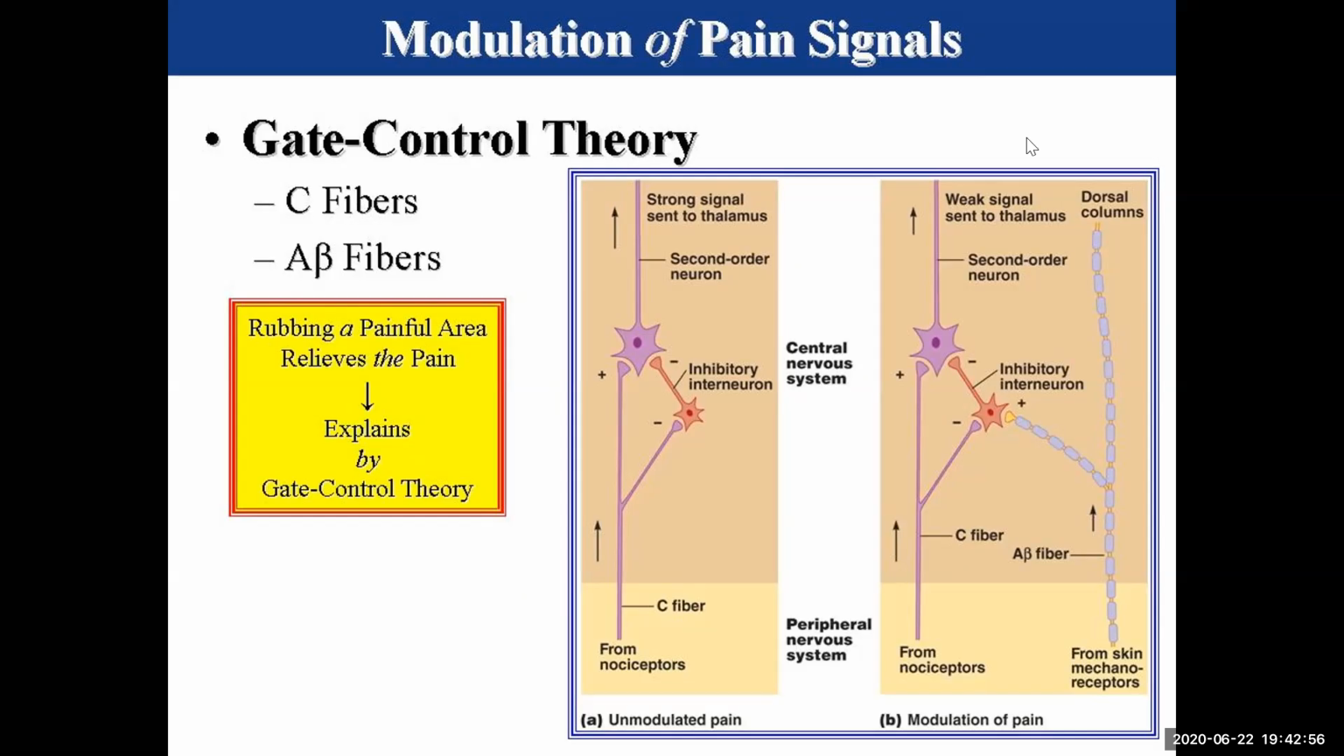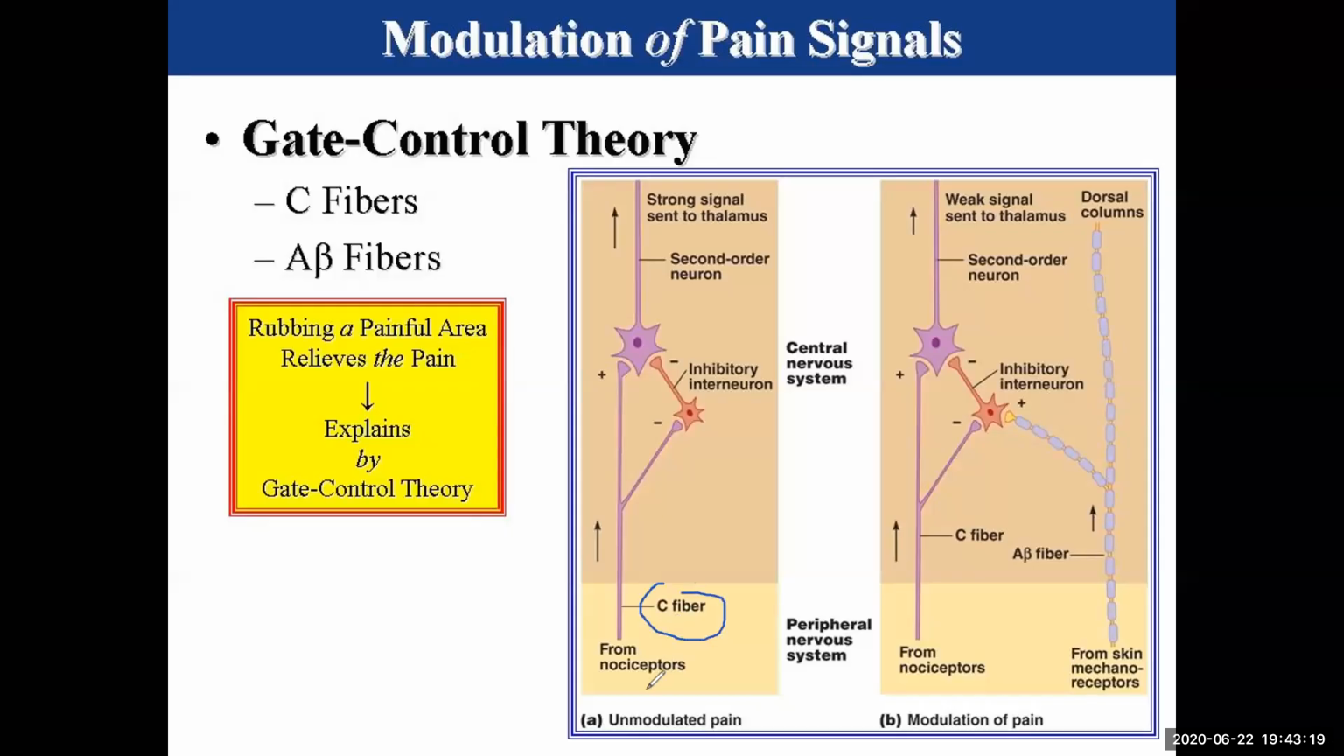This is a very important concept, the ability to modulate pain. The first one is called gate control theory. This is the C fiber. So this is a specific type of first order neuron.